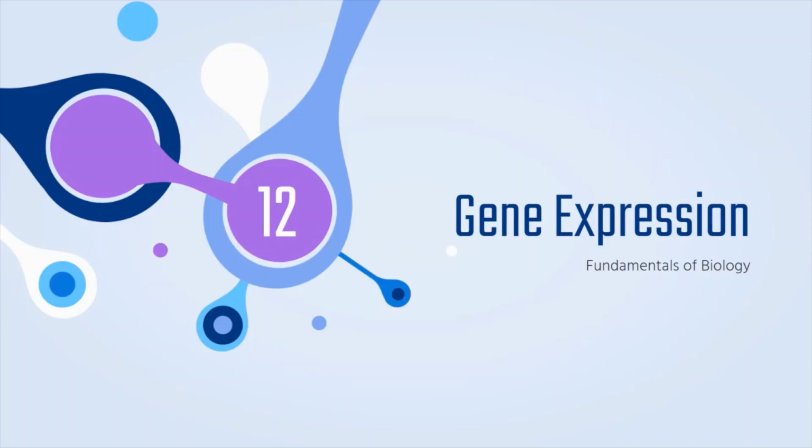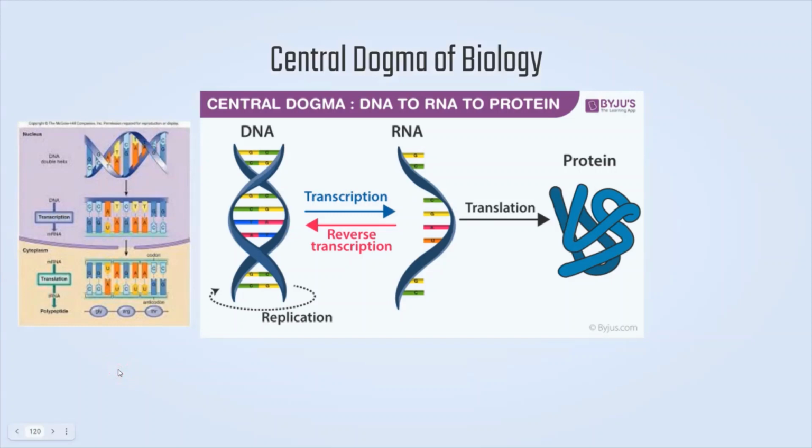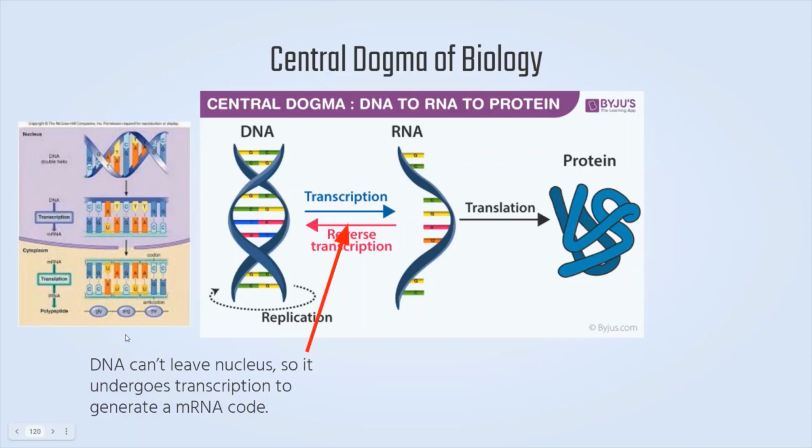This is the 12th video in the Fundamentals of Biology, and today we're talking about gene expression. So first, let's talk about the central dogma of biology. The first step is transcription, and this is where DNA will have to become RNA. Because DNA cannot leave the nucleus, it must undergo transcription in order to generate mRNA code.